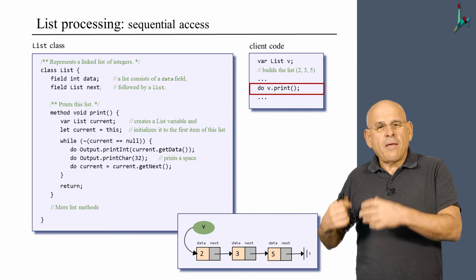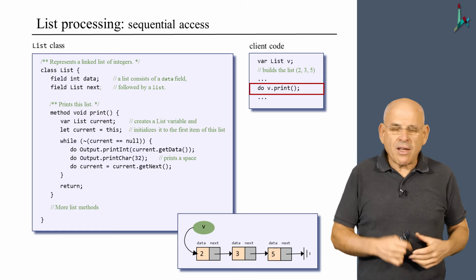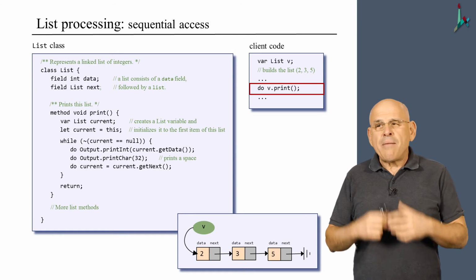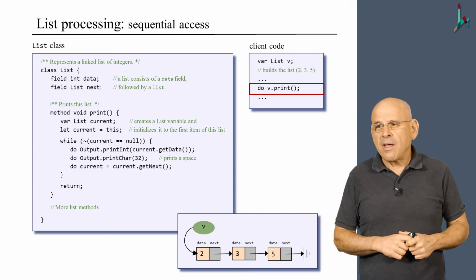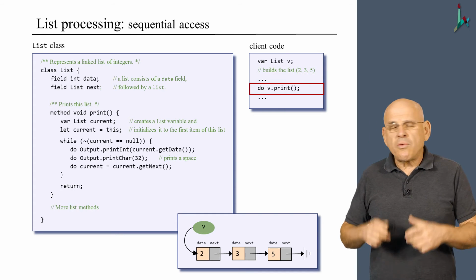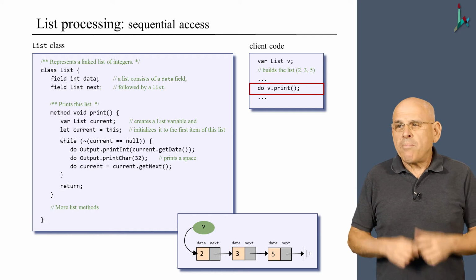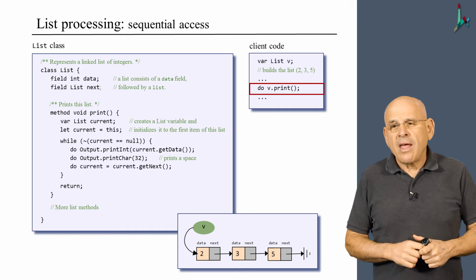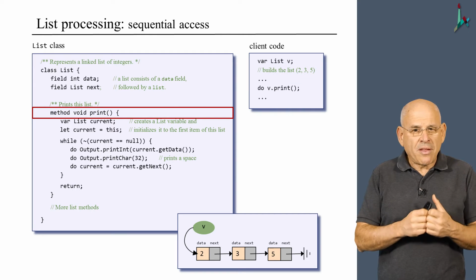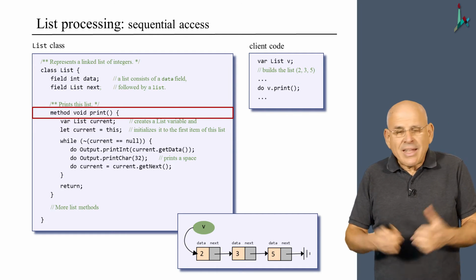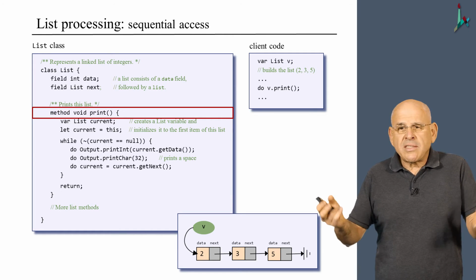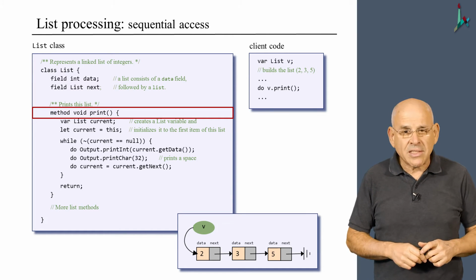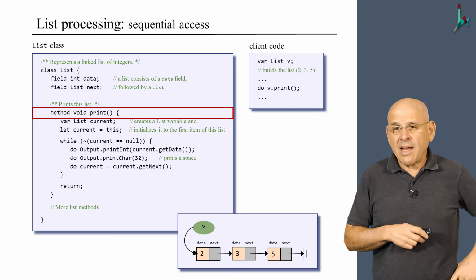When you call a method on an object, you are implicitly passing the object as a parameter to this method. So when we do v.print, we pass v to the print method. And once the print method starts working, it doesn't know what v is, right? V is an identifier that exists outside the world of list. It is not defined in the list class.